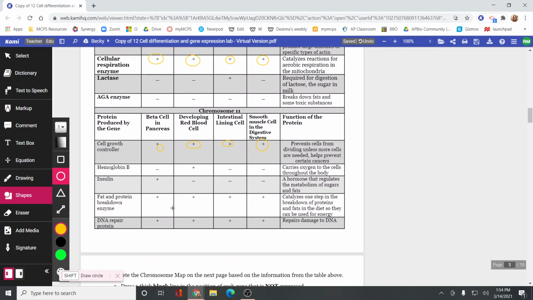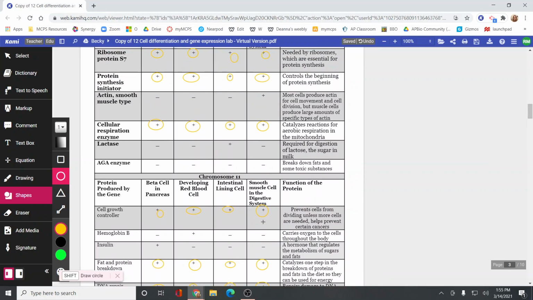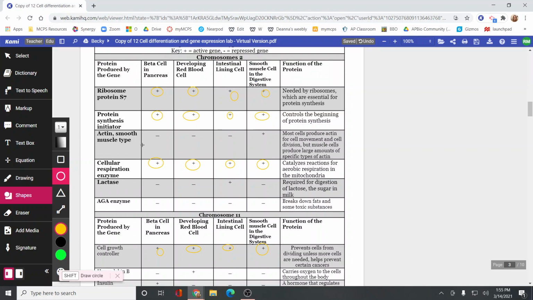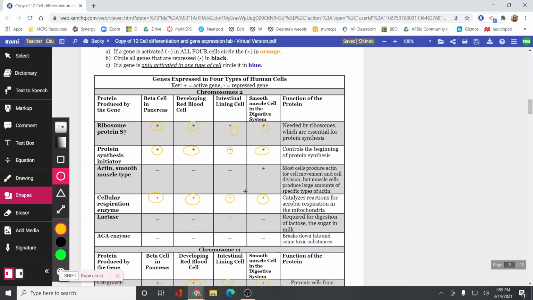So if something's turned on in every cell, the function of it is probably a fairly generic or general function. Whereas if it's turned on in only one cell, it's probably a very specific function. So if you look at the one I'm doing right now, DNA repair protein, that's found in every cell. Why would it be found in every cell? Because every cell needs to repair the damage to their DNA. Cellular respiration enzyme, that's found in every cell. Why is it in every cell? Because every cell needs to do cellular respiration. So now I have put the orange circles in every single one that is on in all the cells.